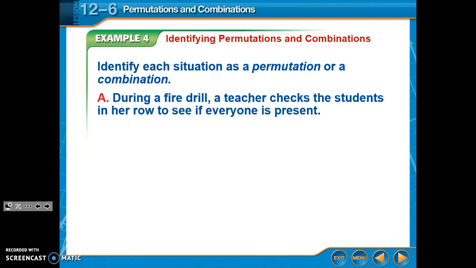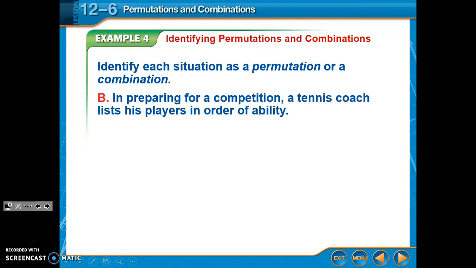During a fire drill, a teacher checks the students in her row to see if everyone is present. Now, she just wants to know if her students are present. Does it matter what order they're standing in? No. So in this case, this is going to be a combination, because whatever order those students are in, they're all there. She just wants to make sure all of her students are there. It doesn't matter if Tom is first and then Billy is last or whatever order they're in, just as long as they're all there.